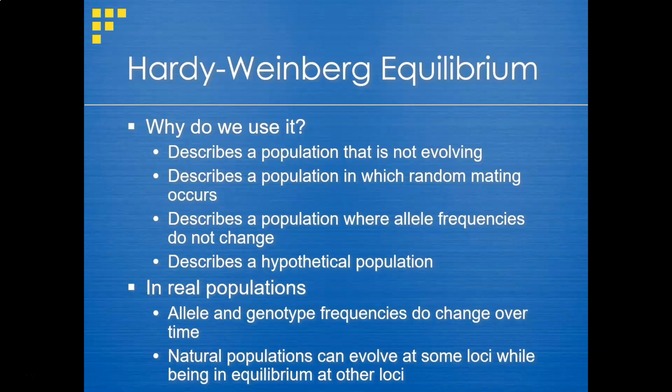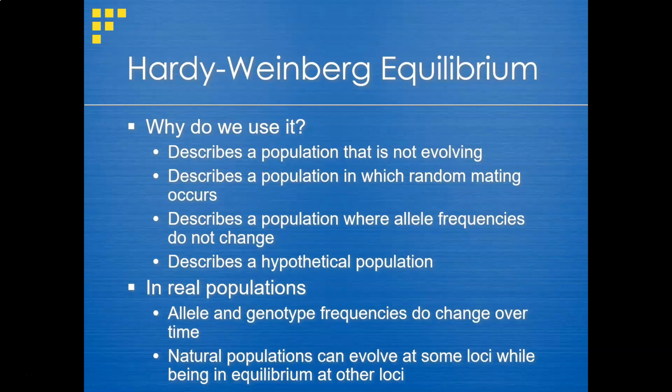So what that means is that we can use Hardy-Weinberg to describe populations that are not evolving. And in doing so, random mating has to occur, because if organisms select mates based on traits, that's sexual selection, which is a form of natural selection. It's also describing, as a result, populations where the allele frequencies aren't changing. All of this is a hypothetical population.